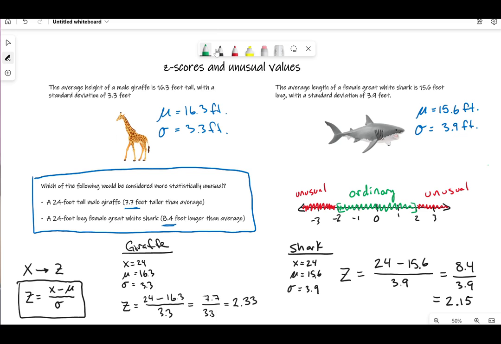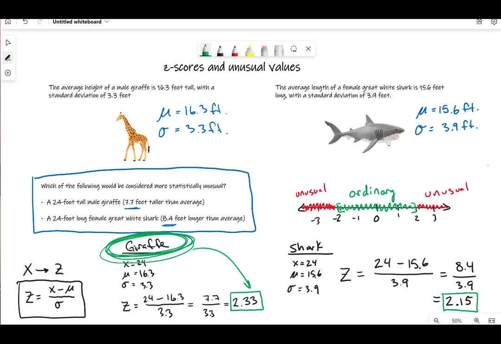Okay, so what that tells us is these are both unusual events, unusual observations. A giraffe measuring 24 feet tall is unusual. A great white shark measuring 24 feet long is unusual, but in this case, the giraffe is more unusual because it has a larger z-score. It is further from average, not measured in feet, but measured in number of standard deviations. So the farther away from 0 the z-score is, the more unusual.